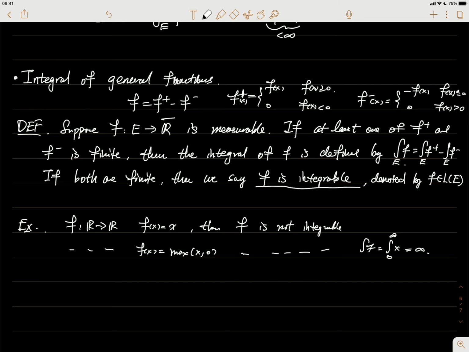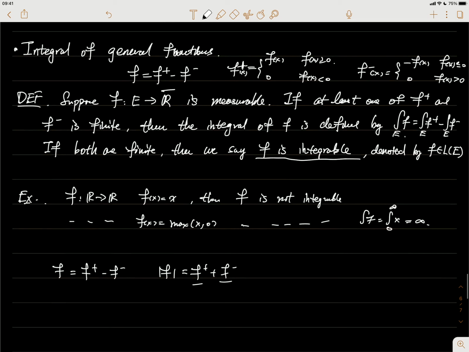And if this is true, we know that f can be written as f plus minus f minus, and the absolute value of f can be written as f plus plus f minus, right? If both of them are integrable, that means both of them have a finite integral, then the integral of the absolute value of f will be equal to the integral of f plus plus the integral of f minus, and this is also finite. So that means the function f is integrable according to the definition here. If f is integrable, then both of these two integrals are finite, and that is also saying that the absolute value of f is integrable. In other words, f is integrable if and only if the absolute value of f is integrable.